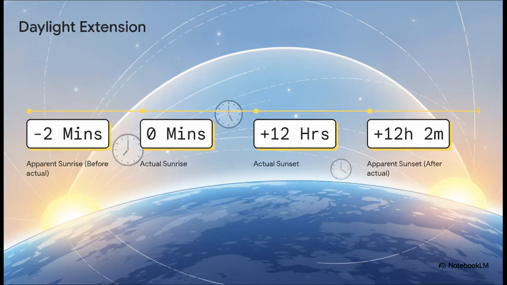And because of this curving light, get this, we actually gain about 4 minutes of daylight every single day. Because the atmosphere bends sunlight right over the curve of the Earth, we see the sun 2 whole minutes before it physically rises above the horizon. And it gets better, we continue to see it for 2 full minutes after it physically sets. It's literally a daily time-traveling optical illusion.